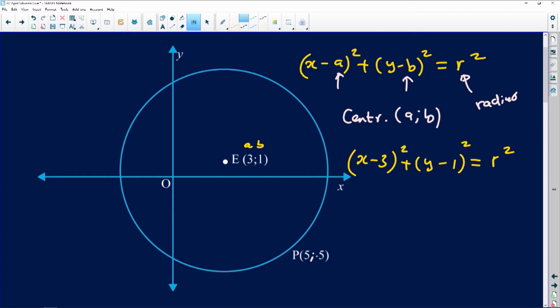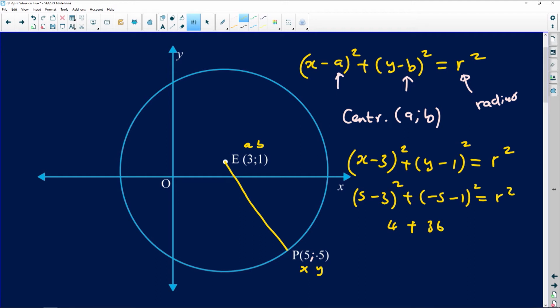Now the radius is the distance from point E to point P, which you can find by using the distance formula, or you can just substitute these coordinates as x and y in your equation. So for my x, I'm putting (5 - 3)², and for my y, I'm going to put (-5 - 1)² = r². That's going to be 5 - 3, which is 2 squared, that is 4, added with 6 squared, that is 36, is r², so my r² is 40.